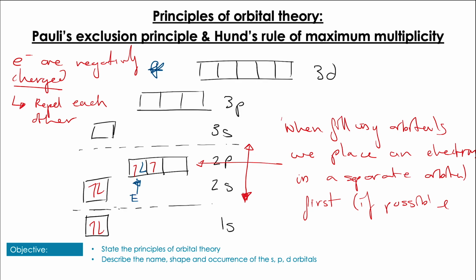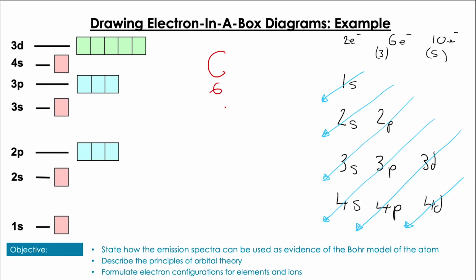So let's have a look at some examples and how this can be used to help us draw the electronic configuration. So I've got my electron-in-a-box diagrams on the left, and I've got this kind of visual mnemonic that I think can be really helpful for us. So here I've just written 1, 2, 3, 4, 2, 3, 4, and 3, 4 in rows. And then I've written S next to the first row, P next to the second row, and D next to the third row. These all represent orbitals.